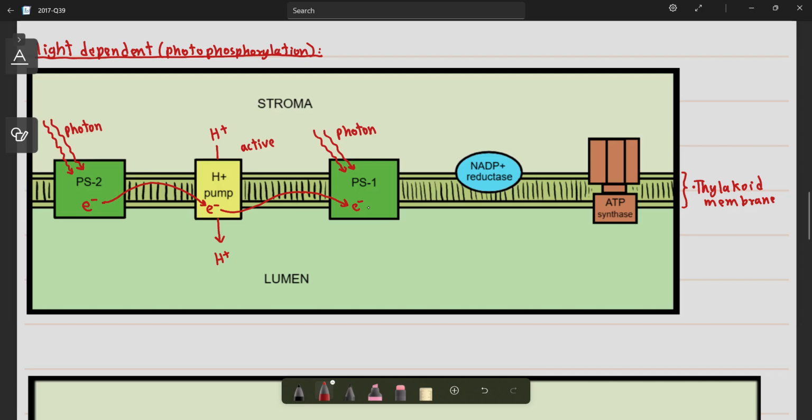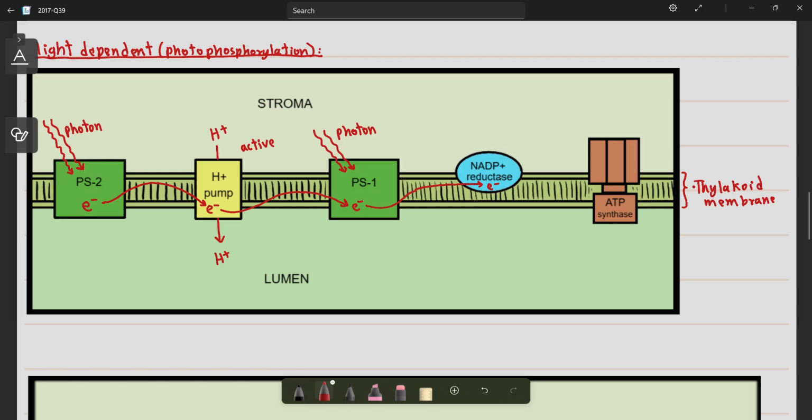So now, once the electron in photosystem 1 has been re-energized to a higher energy state, the high energy electron will move across a series of proteins, and it will reach its final destination, which is NADP plus reductase. This is a peripheral protein structure.